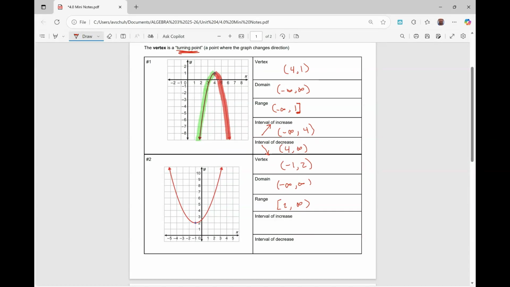And then we have our interval of increase and decrease again. And so with this one here, if I start at this point and I move over to the right, I'd have to go down again to get to this point here. If I move to the right, I have to move down. If I move to the right, I have to go down. So everything up to my vertex on this one is going to end up being interval of decrease up until I get to that point right here.